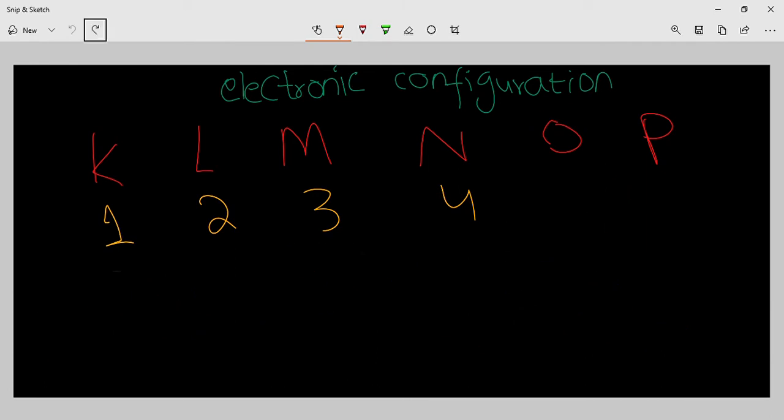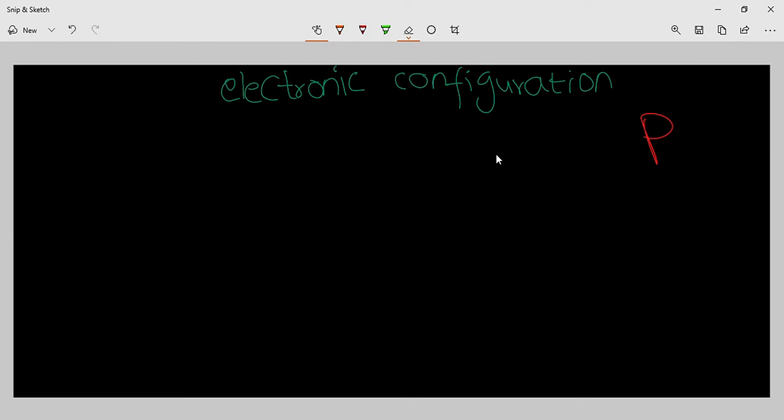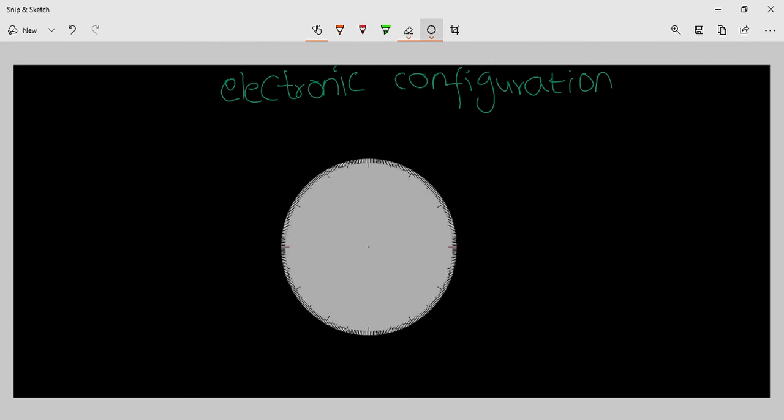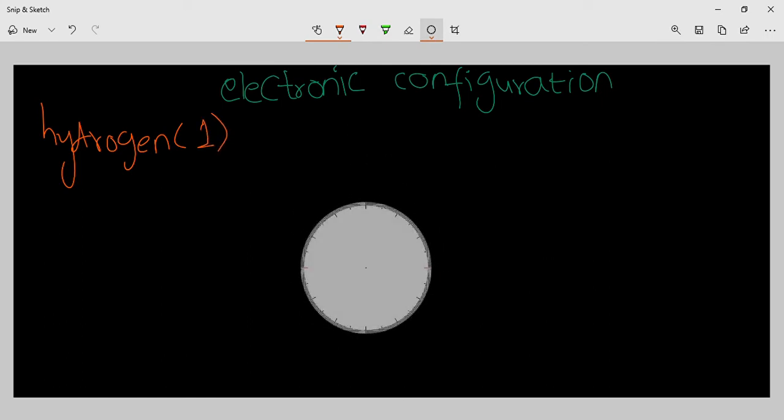Okay, so now we will do the electronic configuration of some elements, and it will be so easy for you to do the electronic configuration of the rest of the elements. Now we will do the electronic configuration of hydrogen. As we know, the atomic number of hydrogen is 1, so this one's very easy, because here only one shell is required.